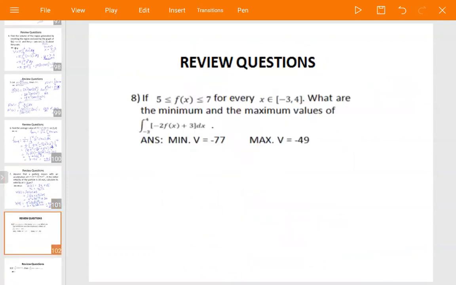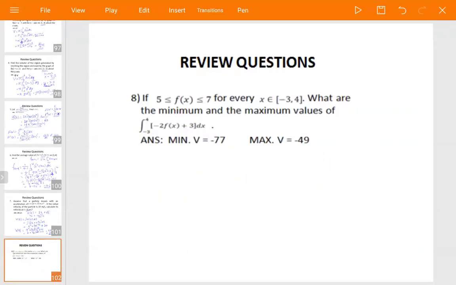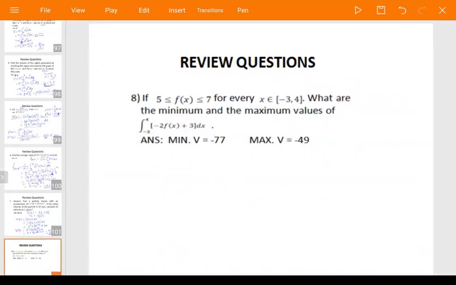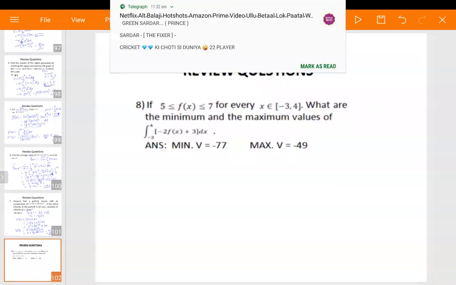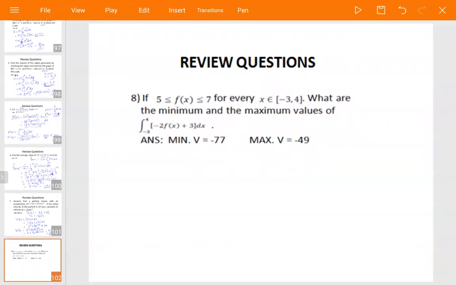Question number 8. We have given a function f of x that is bounded below and above by 5 and 7. 5 is less than or equal to f of x is less than or equal to 7 for any x between -3 and 4. Now the question is, what are the minimum and the maximum value of this integral?